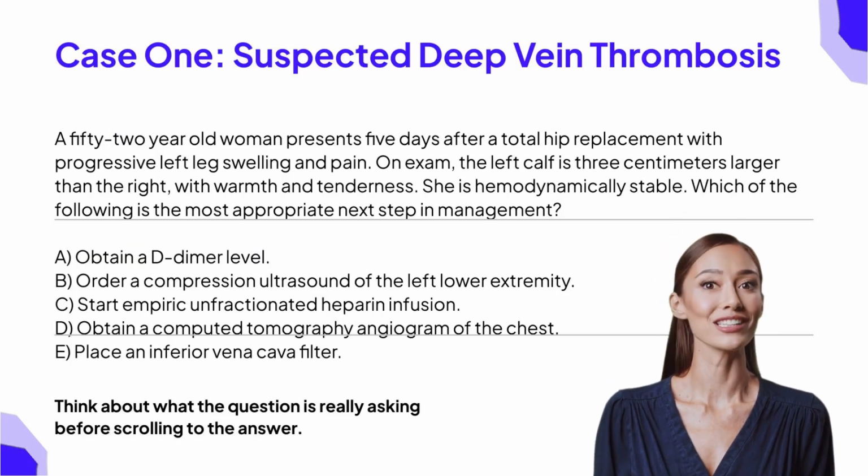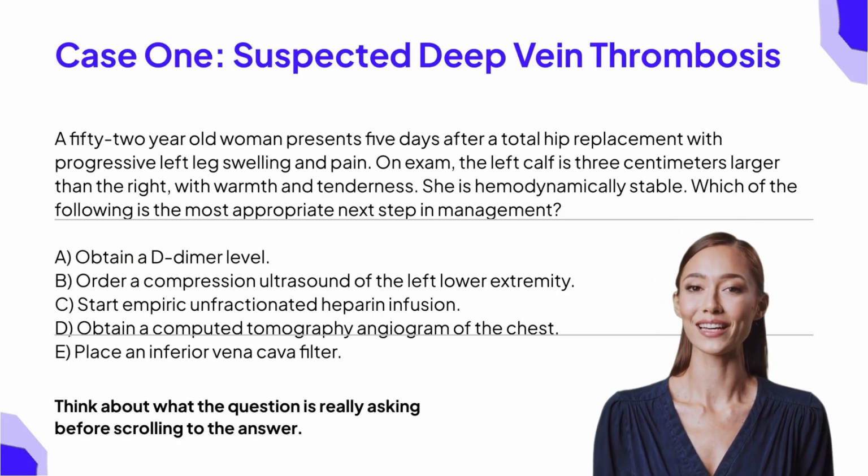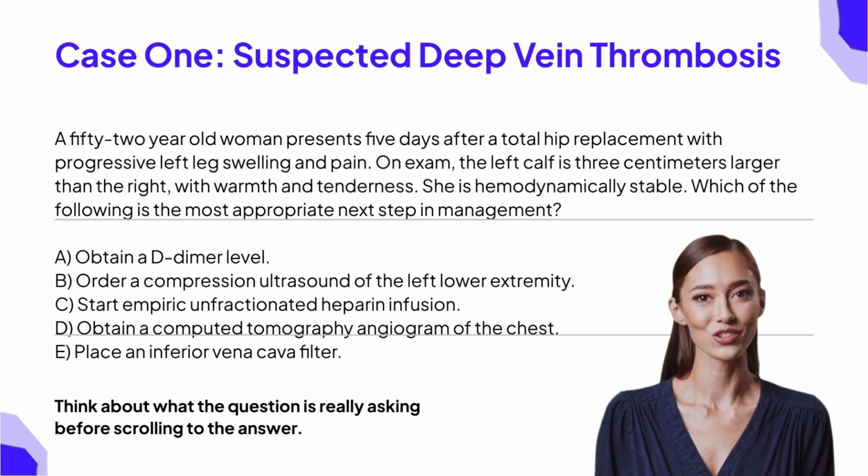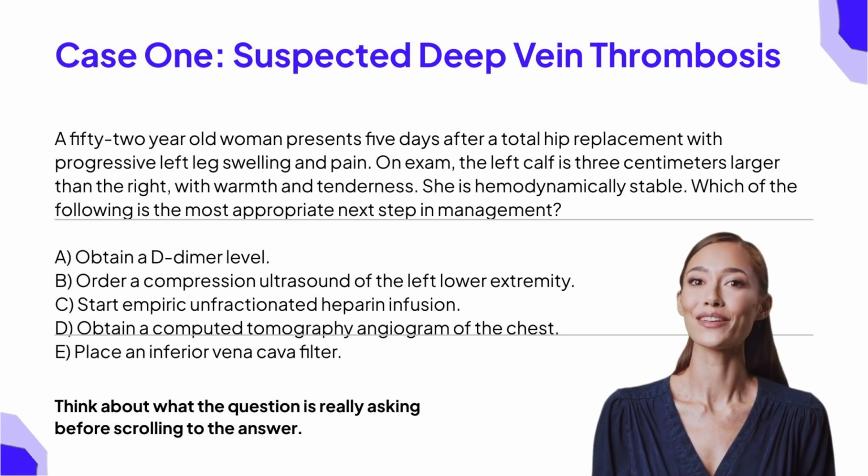Here is our first case. Read through this stem carefully. A 52-year-old woman, 5 days after a total hip replacement, with progressive left leg swelling and pain. The left calf is 3 centimeters larger than the right with warmth and tenderness. She is hemodynamically stable. Before you look at the answer choices, identify the key clues.